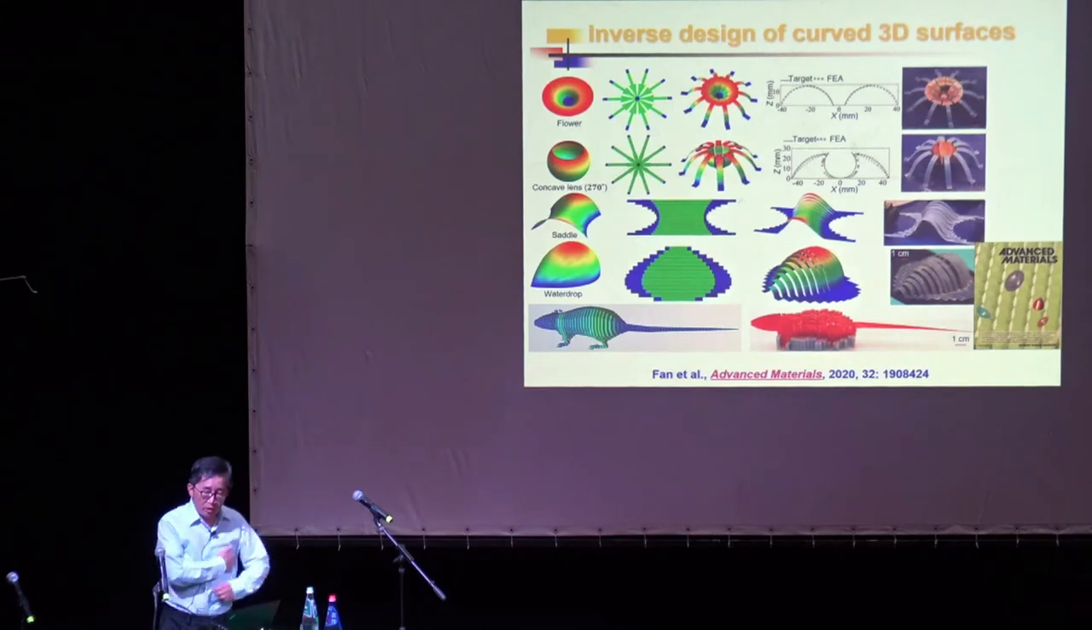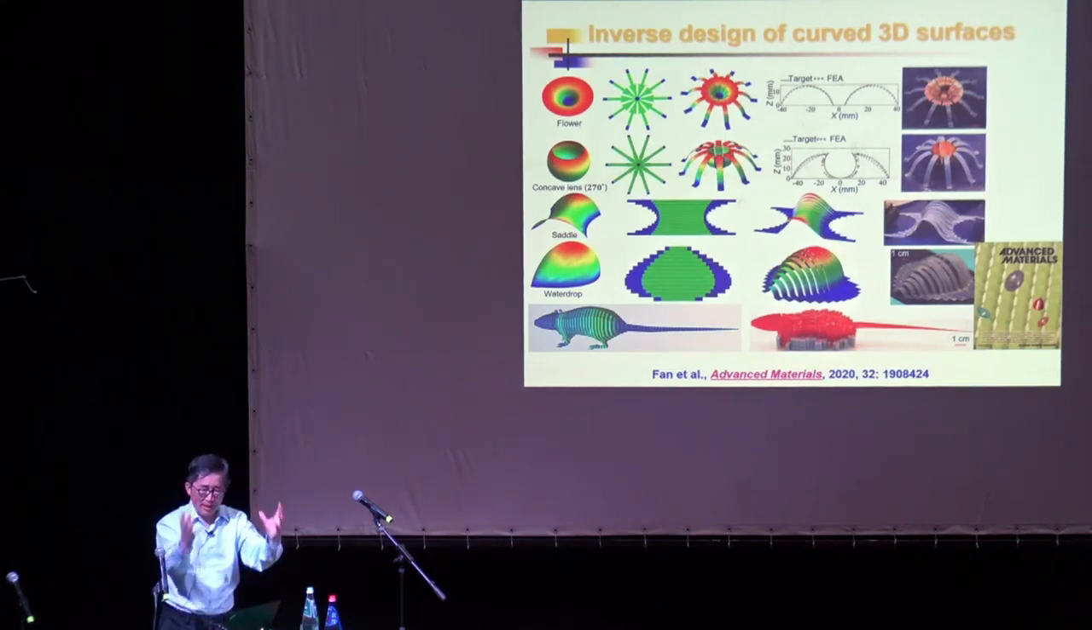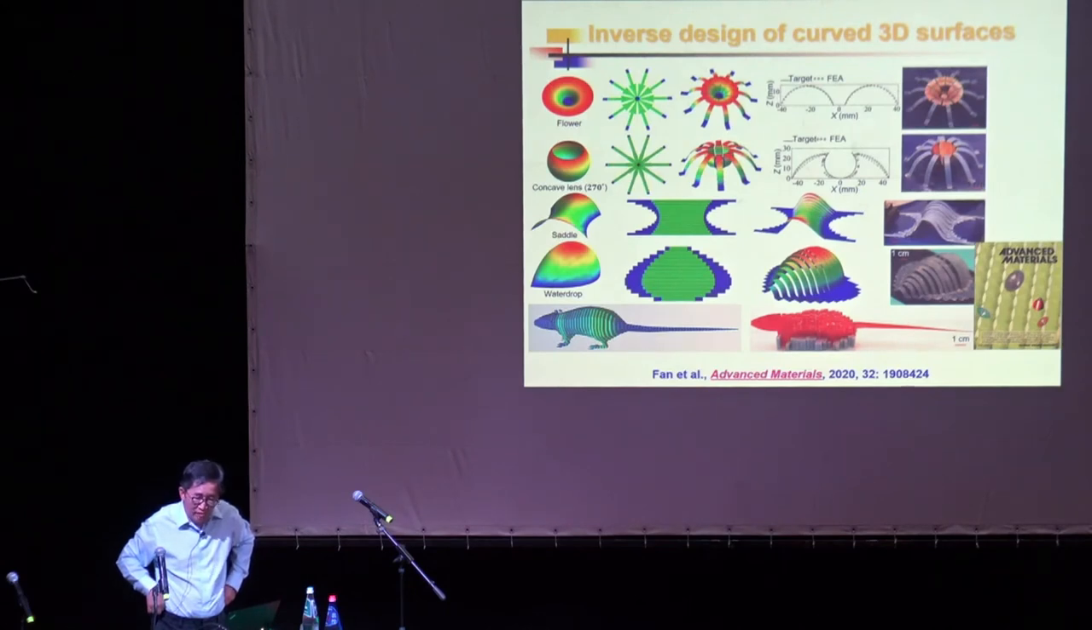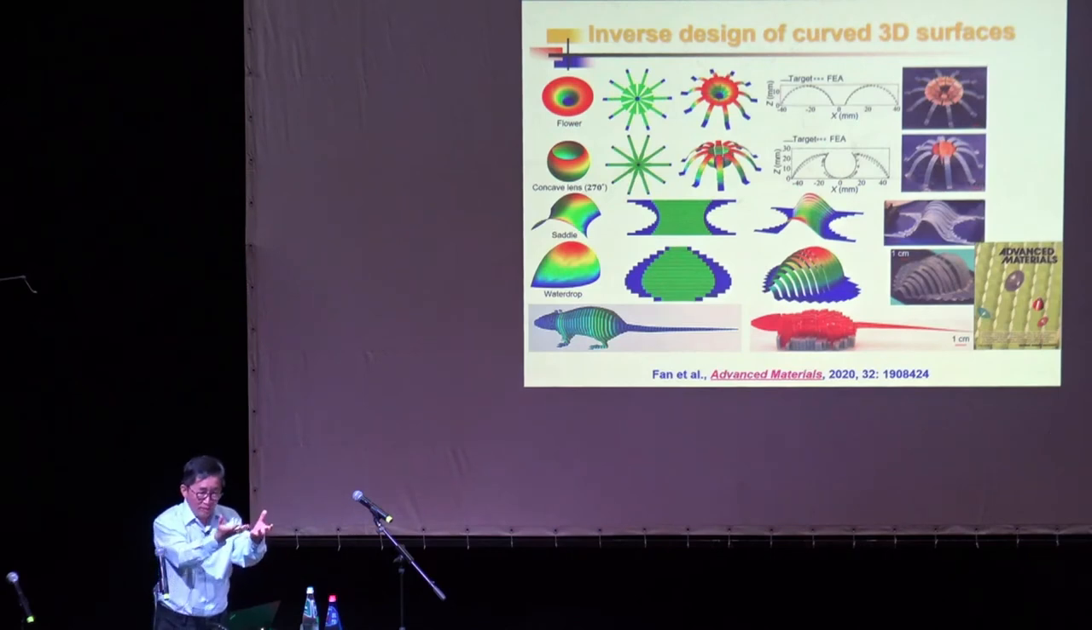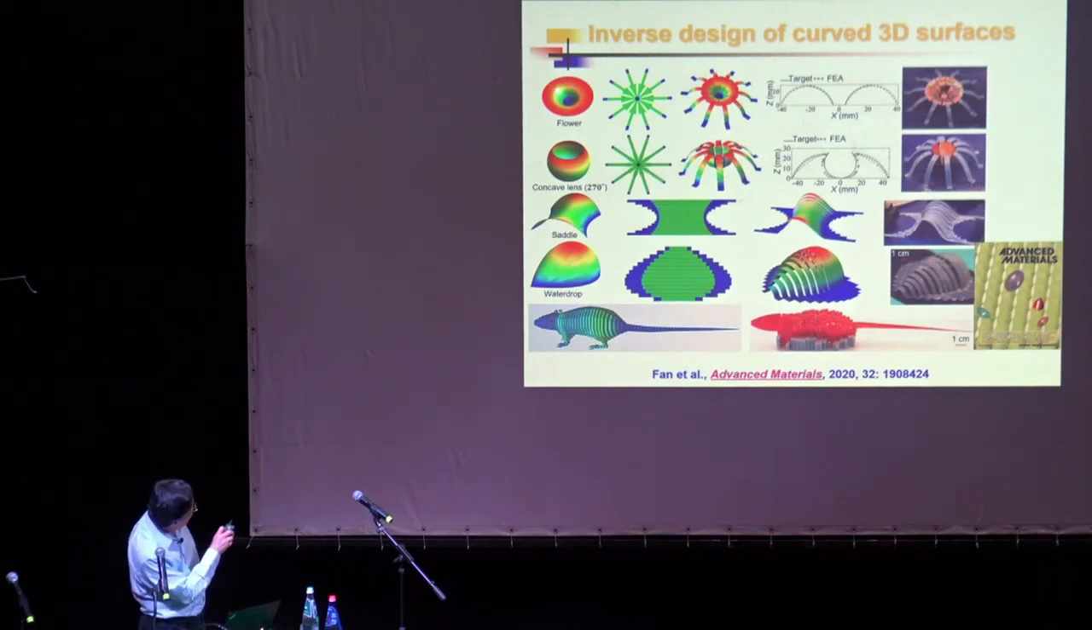The two pictures I showed are actually simple because they are all convex structures, like a watermelon or a drum. The more challenging shapes would be those complex shapes involving both concave and convex structure. For example, look at the flower here. Some part is convex, some part is concave, right?